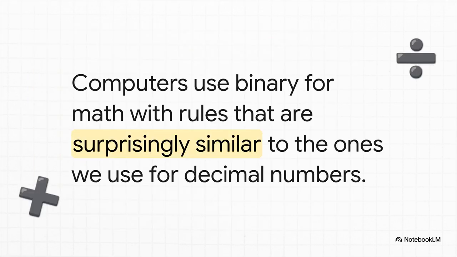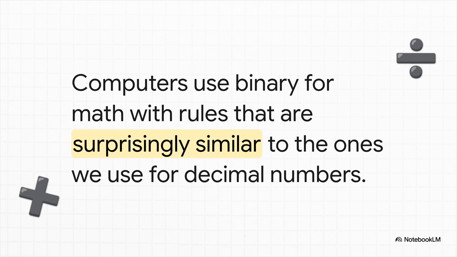Okay, so if a computer only understands on and off, how in the world does it do something complex, like, say, calculating a rocket's trajectory? Well, the answer is going to feel surprisingly familiar. It uses the same basic rules of arithmetic you learned back in school, just with a much, much simpler alphabet.